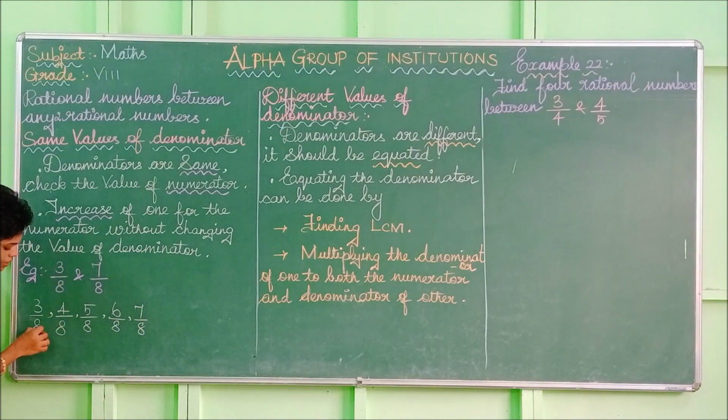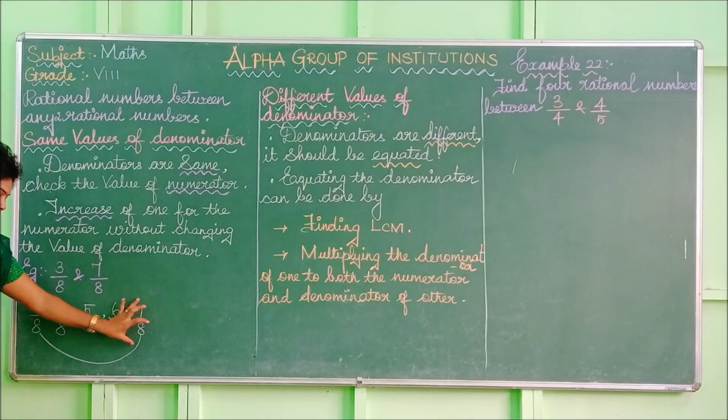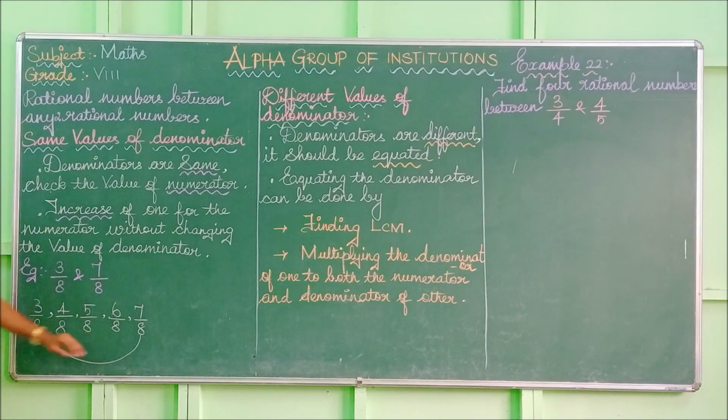So in between 3 by 8 and 7 by 8, there will be 3 rational numbers. So what are they? That is 4 by 8, 5 by 8, 6 by 8. Using this point, we can increase the numerator 1 by 1 without changing the denominator. If they ask you to write any 3 rational numbers between 3 by 8 and 7 by 8, you can write the values as 4 by 8, 5 by 8, 6 by 8. It is easy to write.